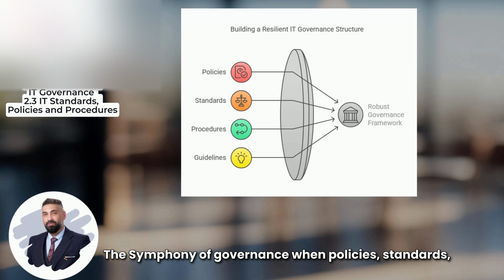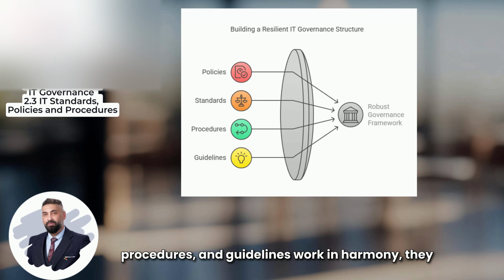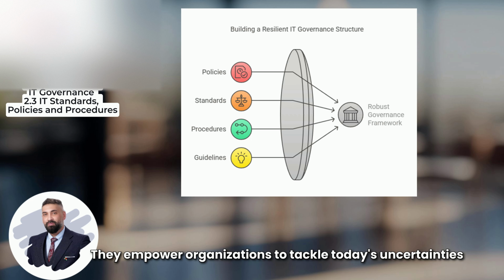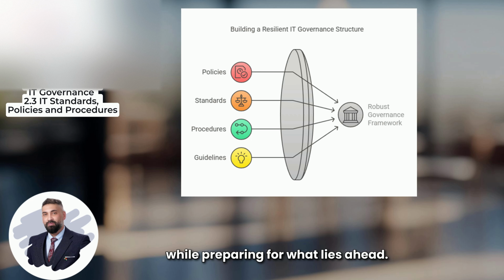The symphony of governance. When policies, standards, procedures, and guidelines work in harmony, they create a robust governance framework, one built for resilience, adaptability, and trust. Each layer builds upon the previous one to translate abstract organizational goals into measurable, actionable outcomes. They empower organizations to tackle today's uncertainties while preparing for what lies ahead.